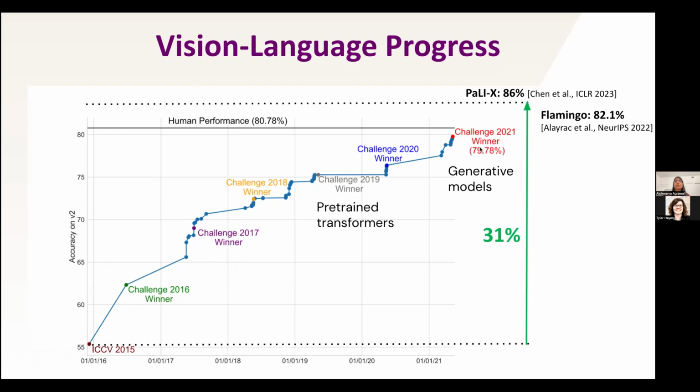In 2021 we reached very close to the human performance already on this dataset. So we stopped doing the challenge. And today, the performance of, I think, the state of the art model, which is beyond human performance, is this PaLI model from Google.